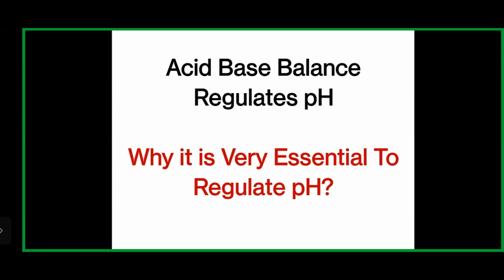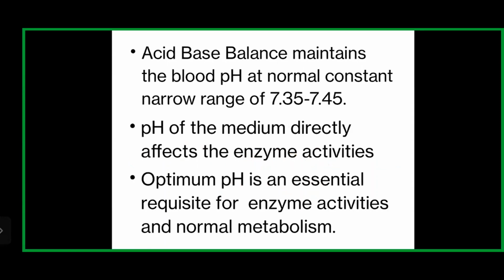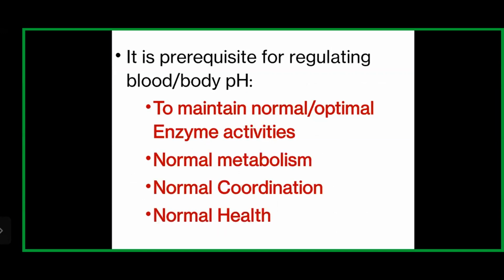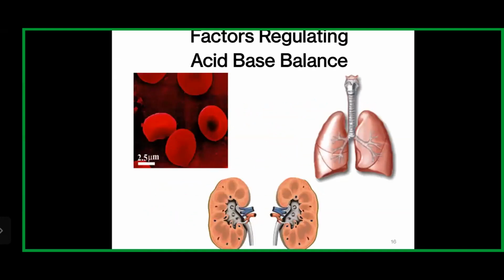Now, why it is very essential to regulate the pH? Acid-base balance maintains the blood pH at normal constant narrow range of 7.35 to 7.45. pH of the medium directly affects the enzyme activities. Optimum pH is an essential requisite for enzyme activities and normal metabolism. It is a prerequisite for regulating blood or body pH to maintain the normal or the optimal enzyme activities, normal metabolism, normal coordination, and normal health. Now, the factors regulating the acid-base balance are the blood and its buffer system, our respiratory system, and our kidneys.